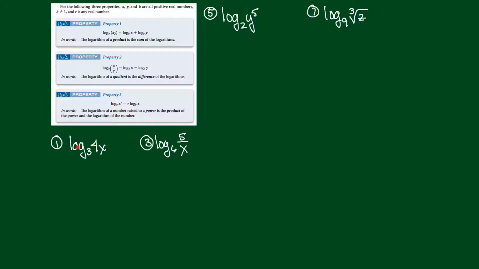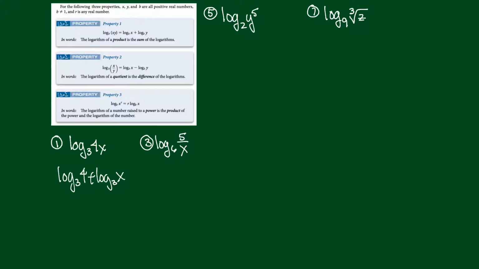This is the log base 3 of 4x. Now that's a product. That is property number one. It says if you have the log of a product, right, we have 4x, that is equal to the sum of the individual logarithms. So I'm going to rewrite this like this. This is going to be the log base 3 of the first factor plus the log base 3 of the second factor.